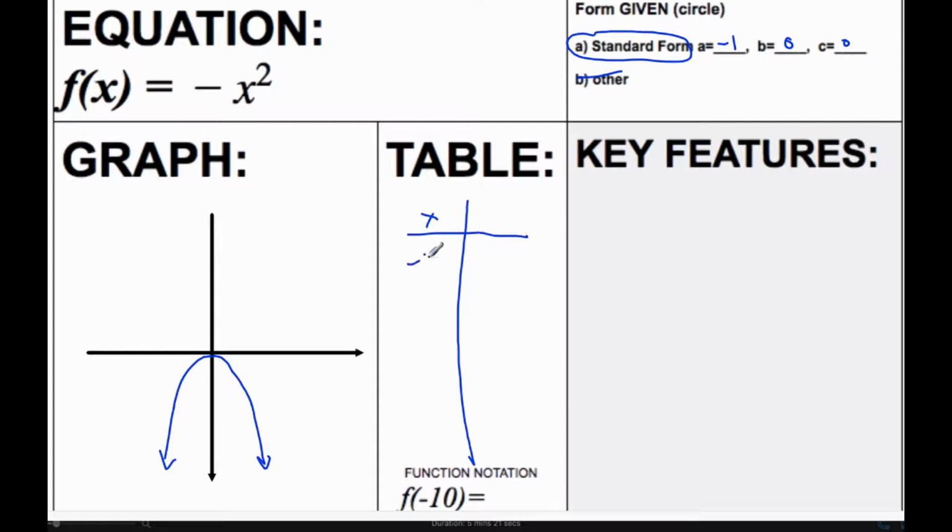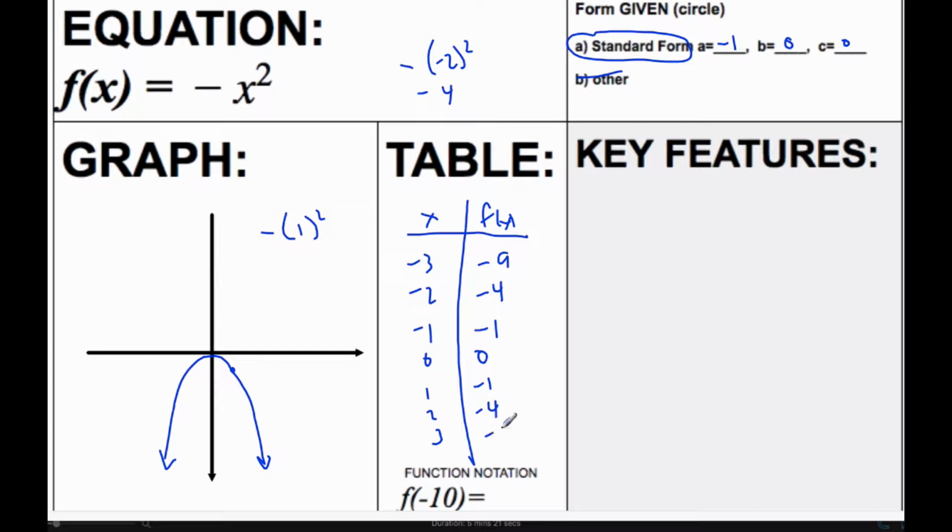And when I make my table, I have x: negative 3, negative 2, negative 1, 0, 1, 2, 3. And this is f of x. Well, negative 3 squared is 9 times the negative, which will be negative 9. That's why I go over negative 3, down negative 9. Negative 2 squared is 4, and so it ends up being negative 4. Negative 1 squared is 1, so it is negative 1. That's 0. This is going to end up being over 1, down 1, because it's negative 1 squared, which is negative 1, negative 4, and negative 9.